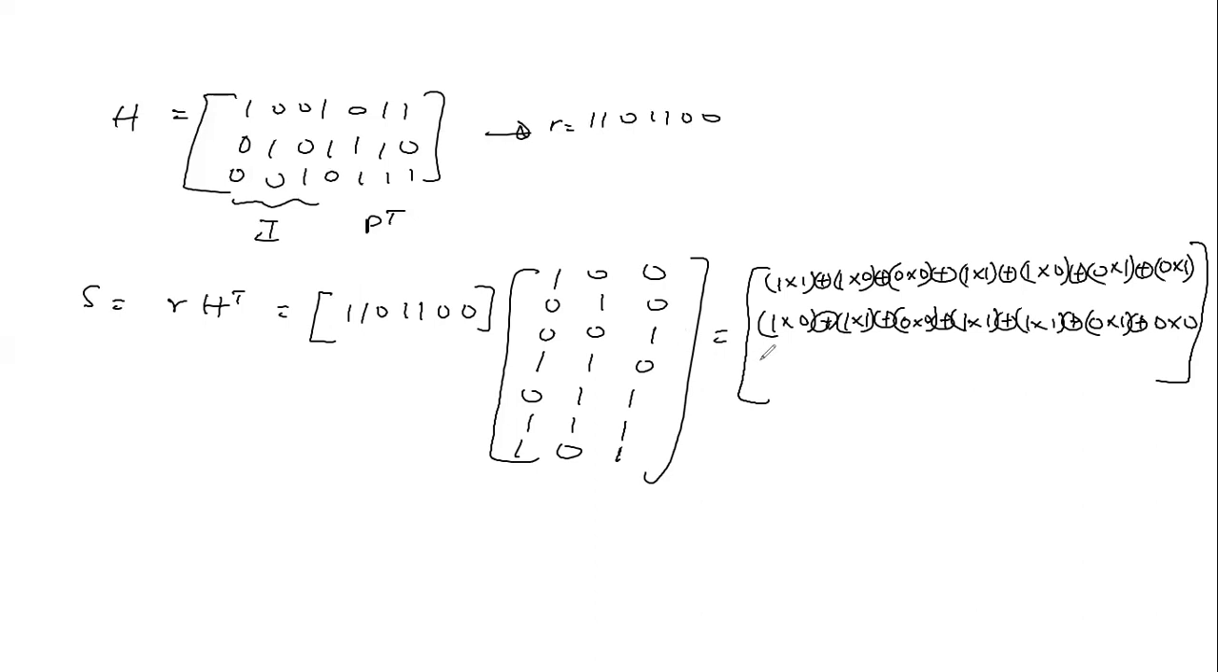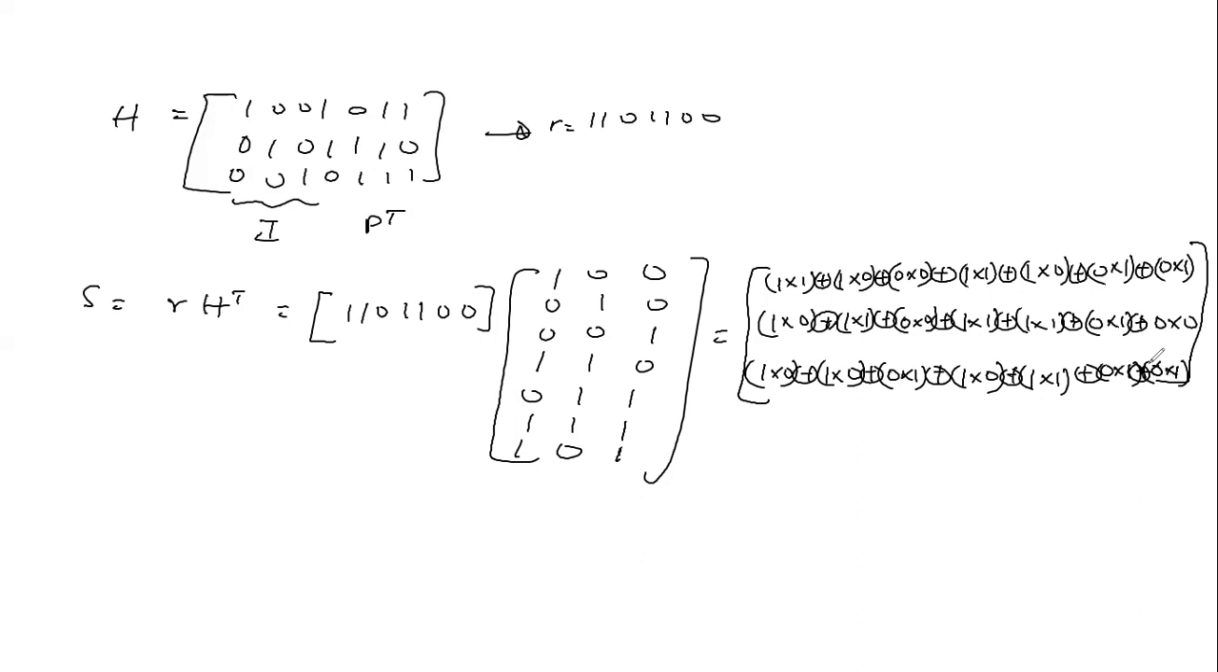Then we have 1 times 0 plus 1 times 0 plus 0 times 1, 1 times 0 plus 1 times 1 plus 0 times 1 plus 0 times 1. Okay.